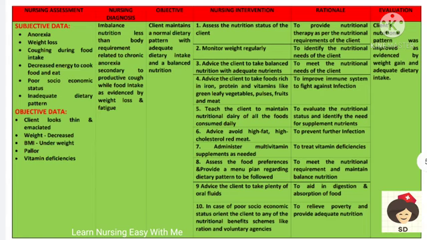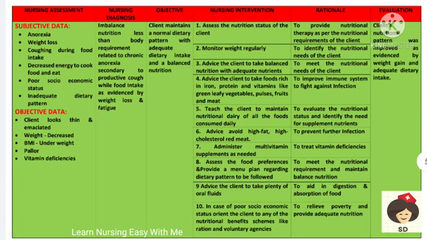Tell the patient to take a balanced diet and foods rich in iron, protein, vitamins like green leaves, vegetables, pulses, fruits, and meats has to be given. This will improve the immune system and thereby it will help in fighting against infection. And teach the client to maintain nutritional diaries so that we can know what all the foods are consumed and if there is need for supplement nutrients.